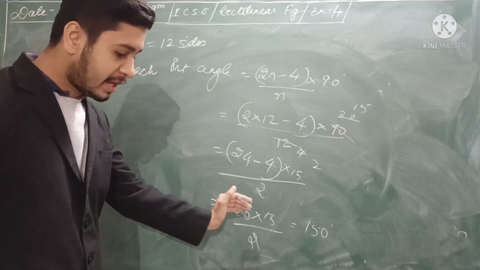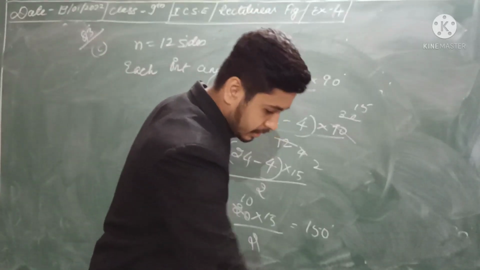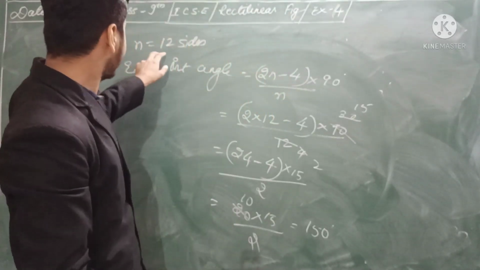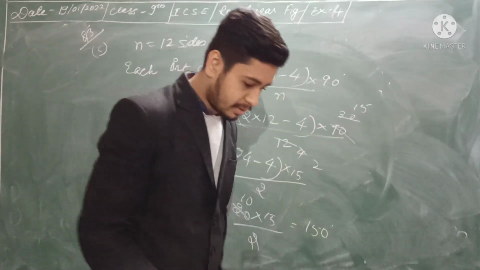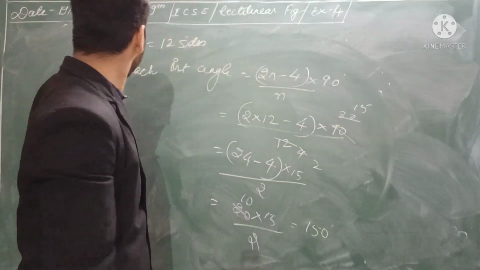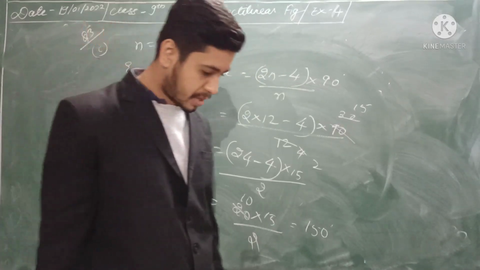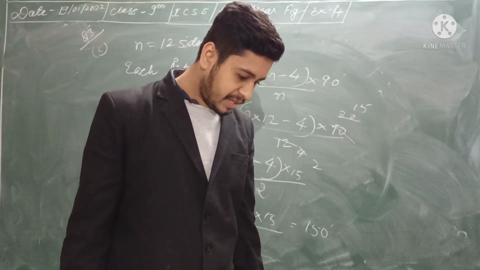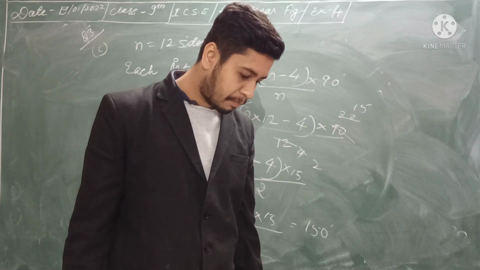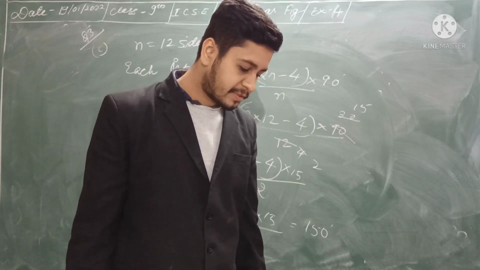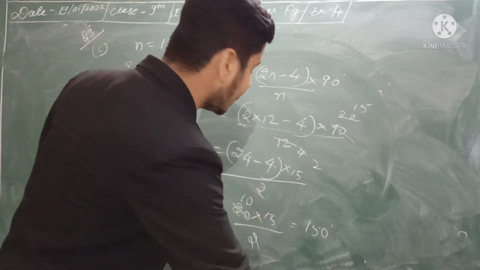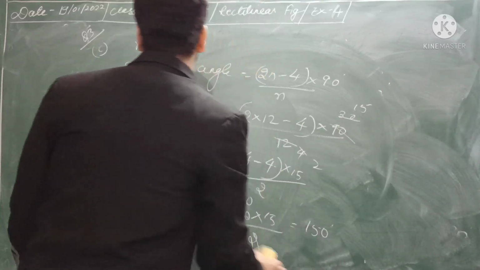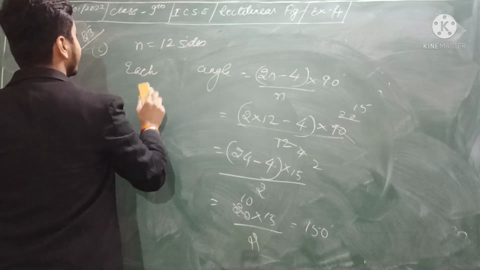Now in a similar way you can do the rest of the questions by just replacing the values here, and you know how to calculate. Okay, this is what the third question is. Now let us come to the fourth question. Find the measure of each exterior angle of a regular polygon in which the number of sides is given. Now you have to measure each exterior angle.